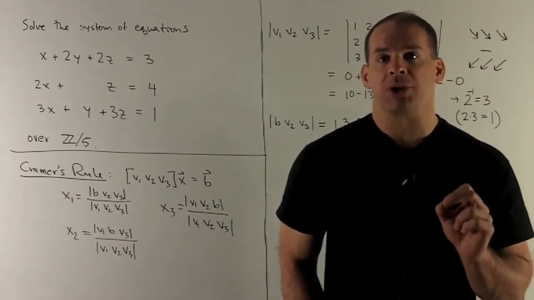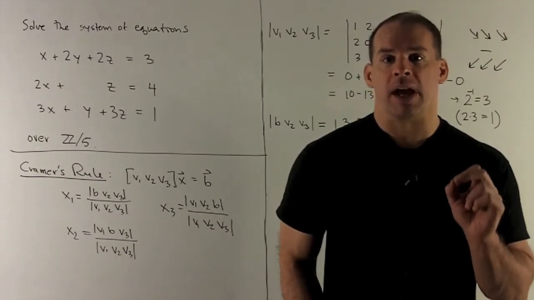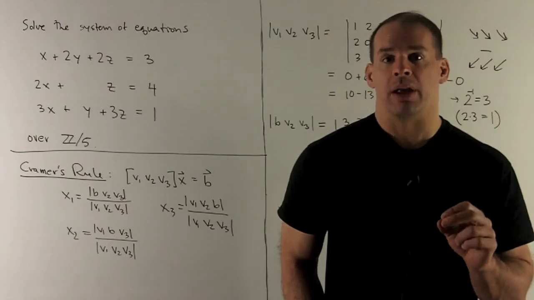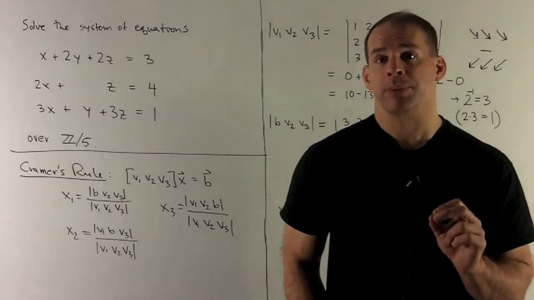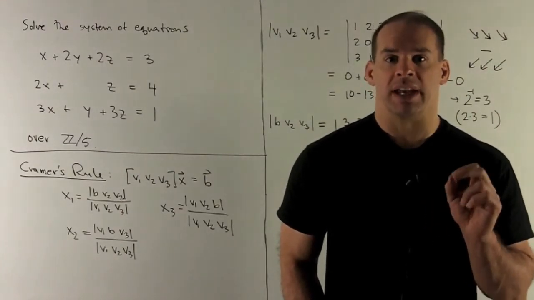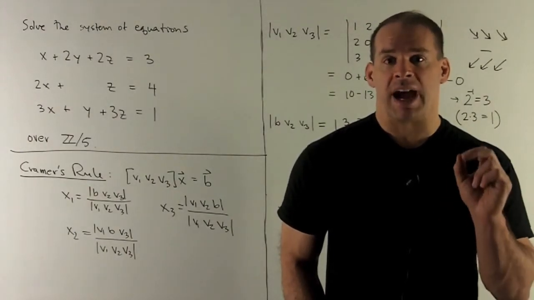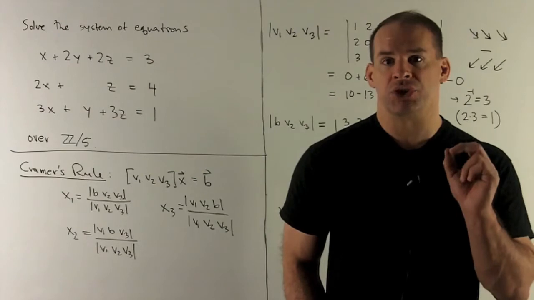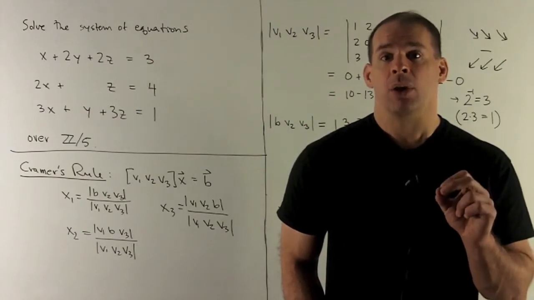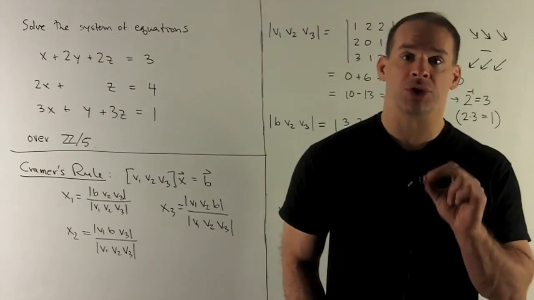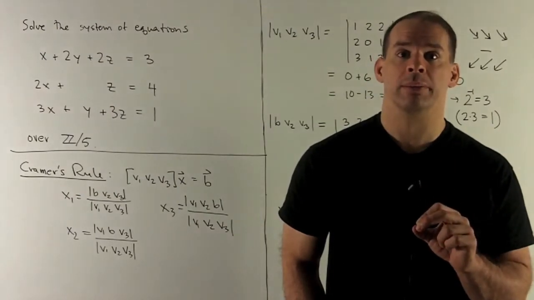If I have a square matrix A times a column vector X, where the entries are Xi, equal to another column vector B, what we're going to do is, to get each Xi, we're going to take the matrix, replace the ith column with B, and take the determinant. Then we divide by the determinant of our original matrix, assuming the determinant's non-zero.